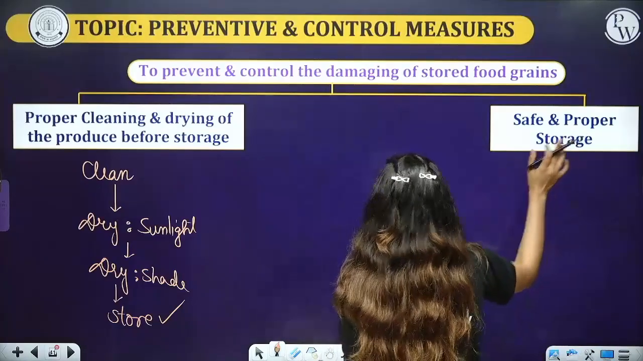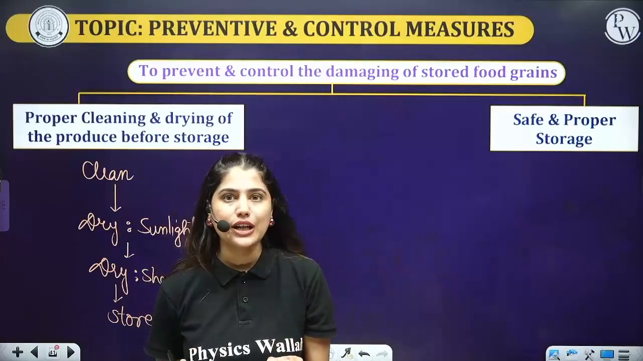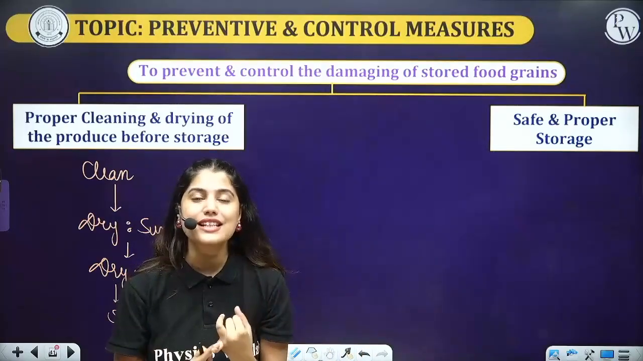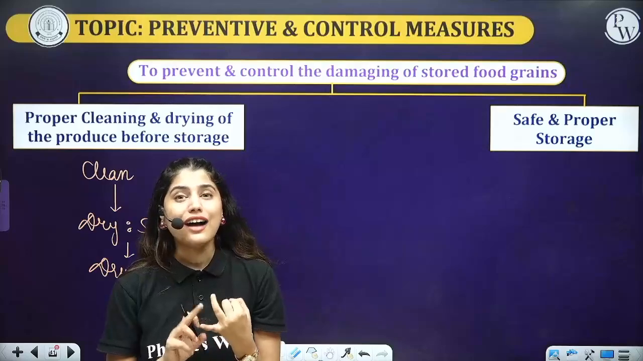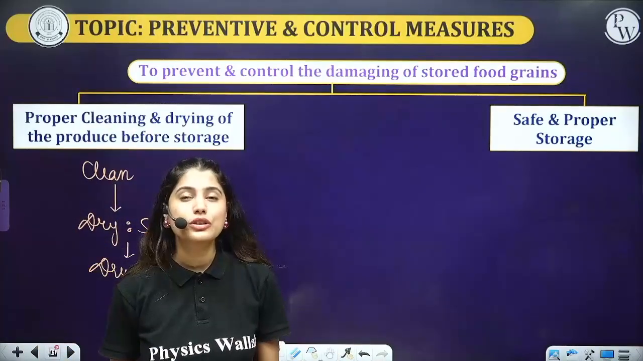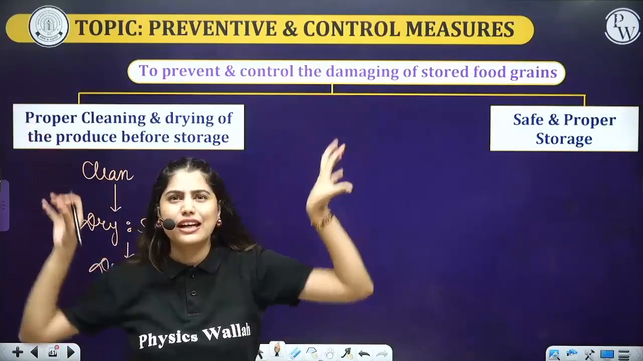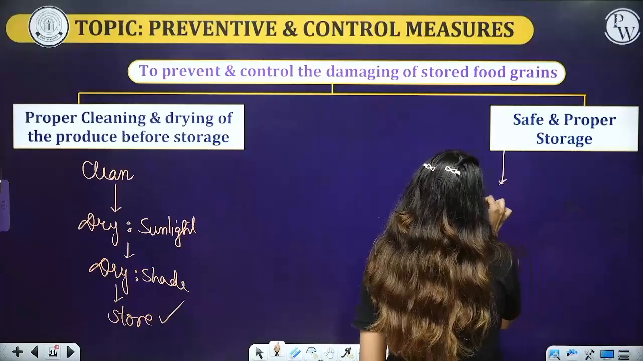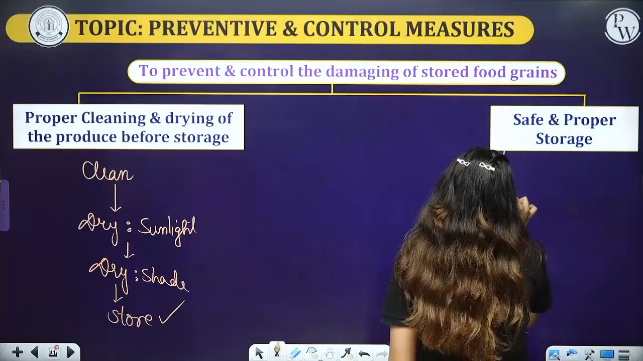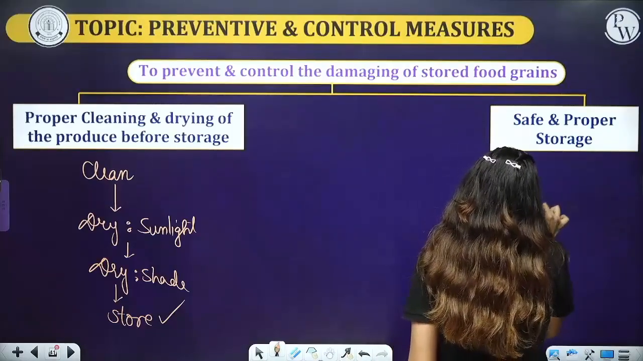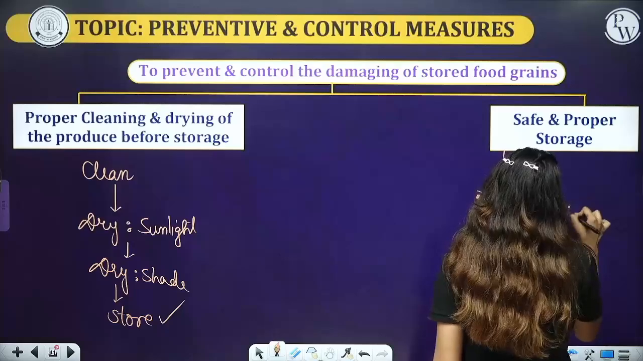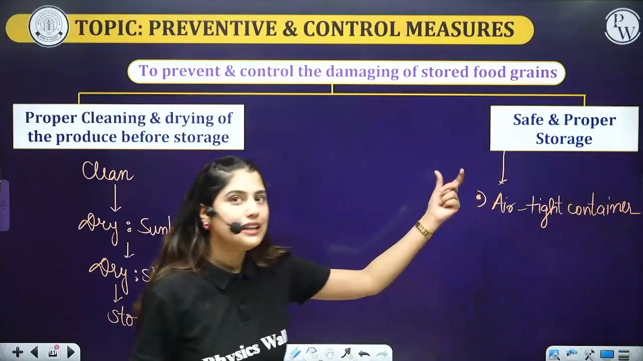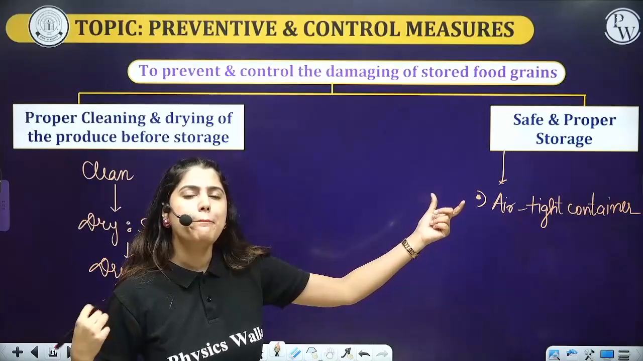Next we move to safe and proper storage. Once we are storing them, we are making sure that wherever we are storing, it is an airtight container, right? That is, if I am storing in a godown, that godown is not having any leaks, right? Or it's not open, so I can say it should be airtight containers. Also, while I am storing them, I am making sure that yes, there are no pests there.